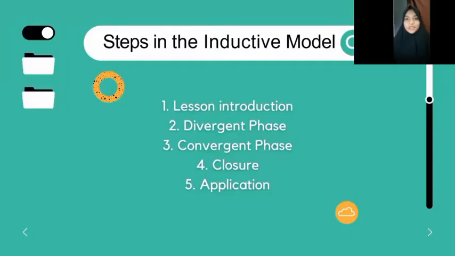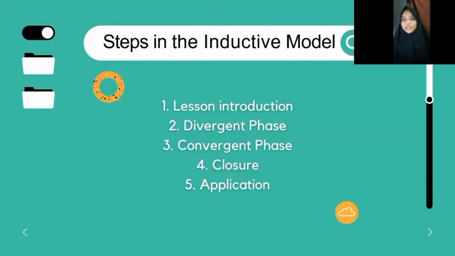My name is Siska Andesti, and I would like to give an explanation about the steps in the inductive model. The first step we call lesson introduction. During this phase, the teacher introduces the main objectives and procedures for the lesson. As the inductive model lesson shows, during this phase the teacher typically explains that students will examine various materials that will help them think about the content that is being explored.